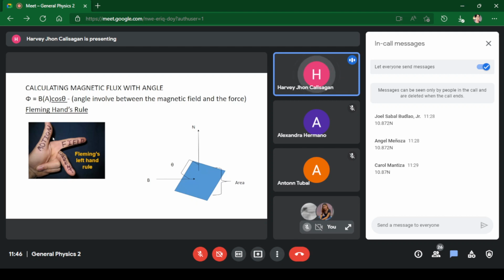So that's the reason why we have a cosine theta here, because it is now involving an angle. It is now because in the area of a circle, this type of formula can also be performed at a different angle, either in a 90-degree angle, 360-degree, 180-degree, 60-degree, 30-degree, whatever degrees it is.